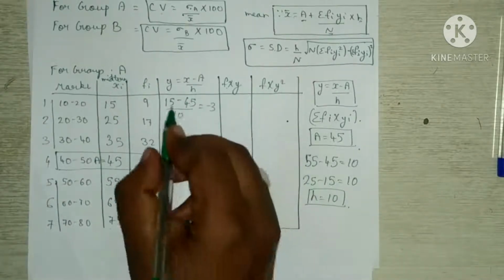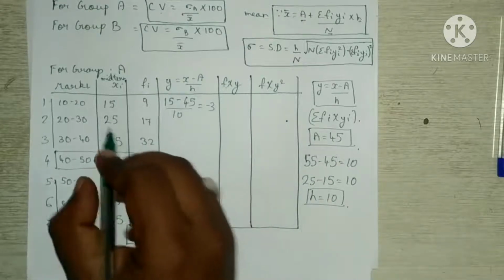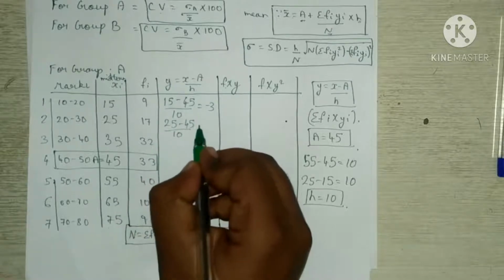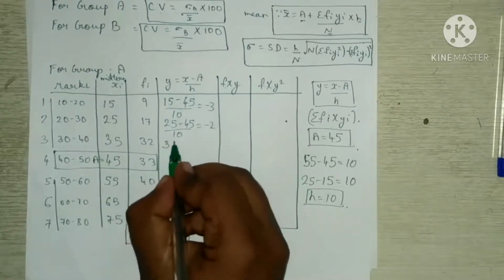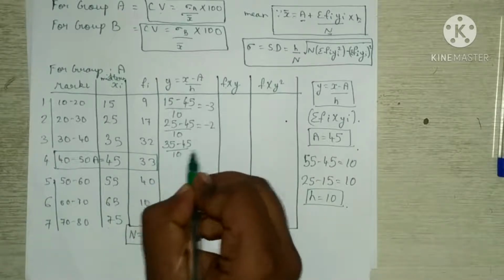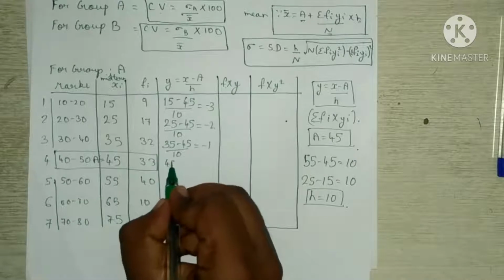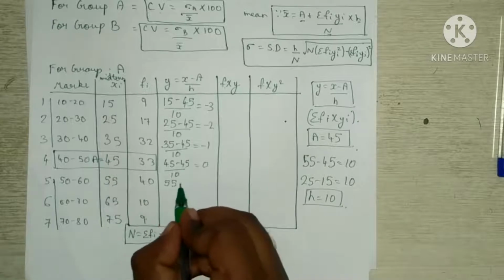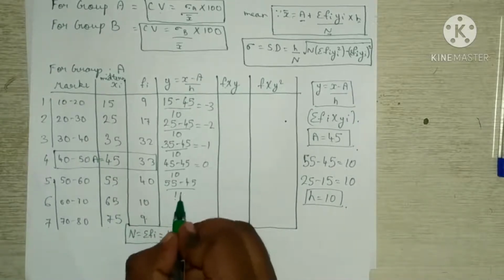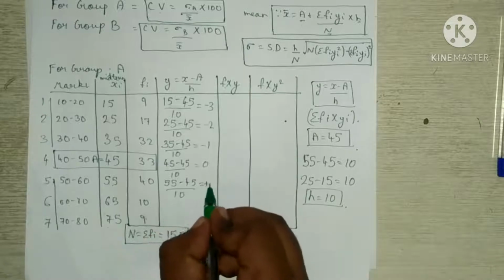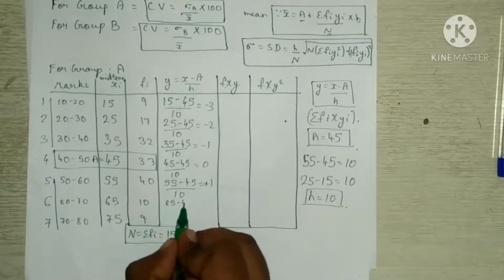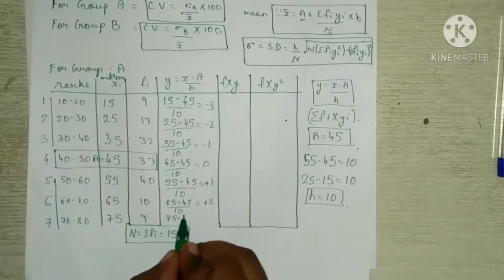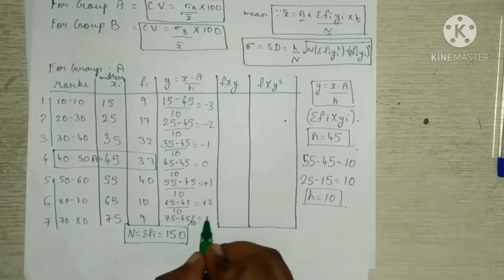You will get minus 3. After simplifying, you will get minus 3. Okay, next, x is equal to 25, minus a, which is 45, by h, which is 10. You will get minus 2. 35 minus 45 by 10, you will get minus 1. Okay, 45 minus 45 by 10, you will get 0. Then 55 minus 45 by 10, you will get plus 1. 65 minus 45 by 10, you will get plus 2. 75 minus 45 by 10, you will get plus 3.